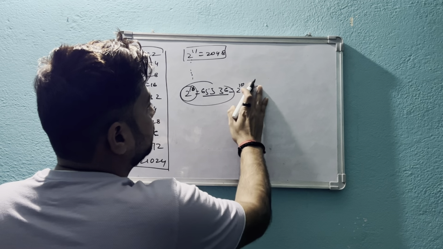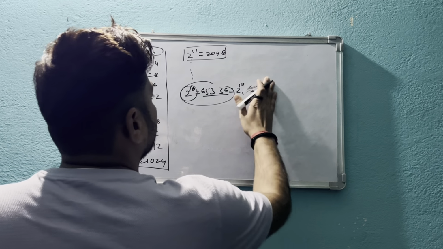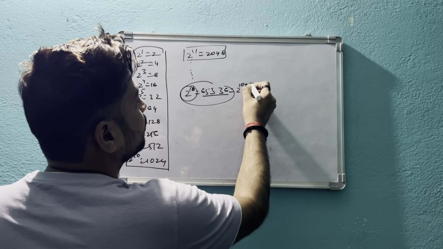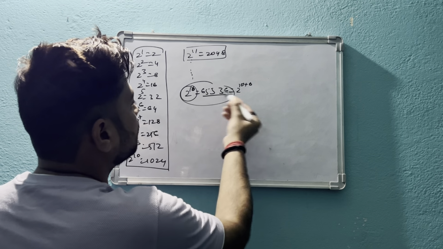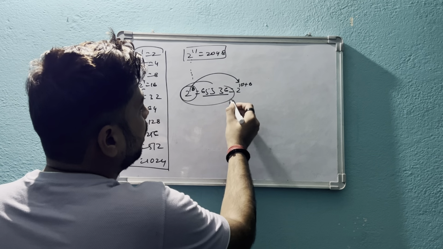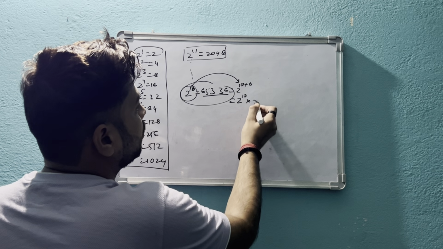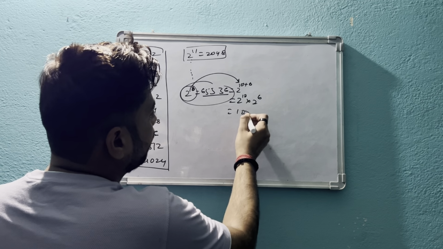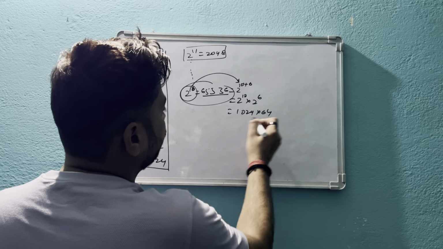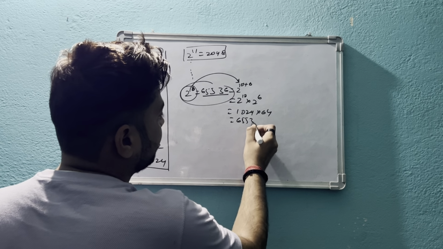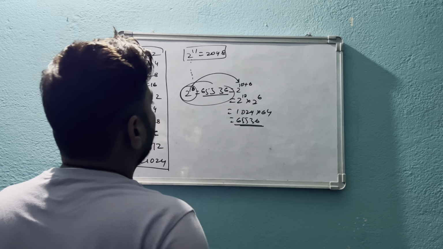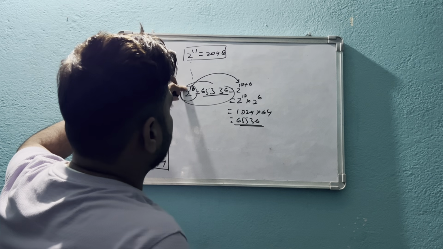To give you a better visualization, 2 to the power 16 is 2 to the power 10 plus 6. And it could be written as 2 to the power 10 into 2 to the power 6, that is 1024 into 64, that is 65536. So this is 2 to the power 16.